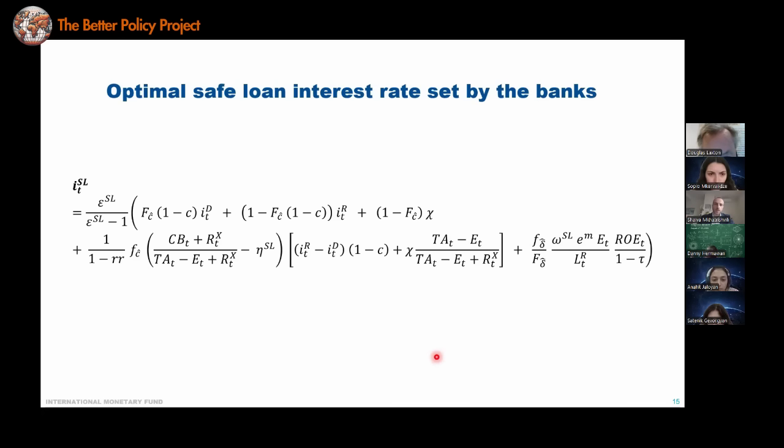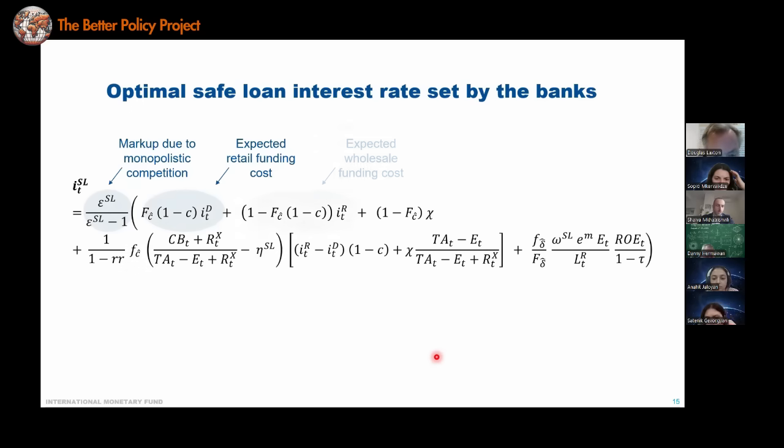So let's discuss the safe loan interest rates. There will be some normal drivers like markup. Loan interest rates will need to compensate for expected retail funding costs and expected wholesale funding costs, and retail and wholesale are split with probabilities. So if there are deposit outflows, they have to pay these wholesale funding costs. If deposits stay, they have to pay the lower retail deposit cost.